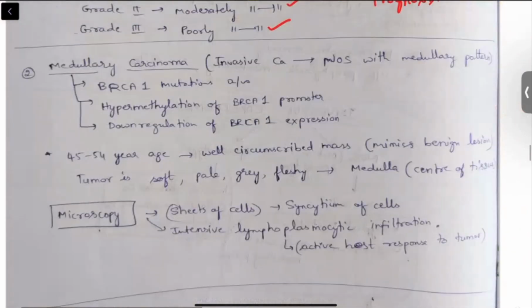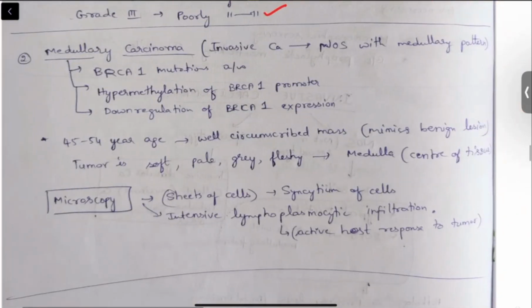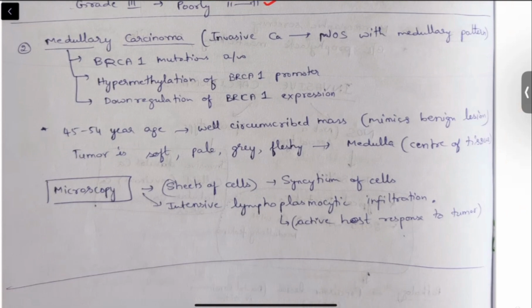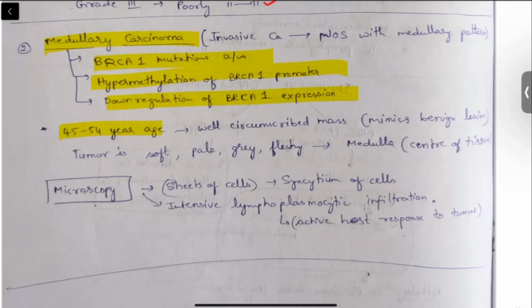After this we come to one more carcinoma which is included under no special type, that is medullary carcinoma. This is usually associated with BRCA1 mutation. BRCA1, we all know, is a tumor suppressor gene. When it gets mutated, there is hypermethylation of the BRCA1 promoter. This brings about downregulation of BRCA1 expression. Because of this, cells won't die, so there will be cancer. Usually it is seen in the 45 to 54 year age group, and it presents as a well circumscribed mass which usually mimics a benign lesion, that is fibroadenoma.